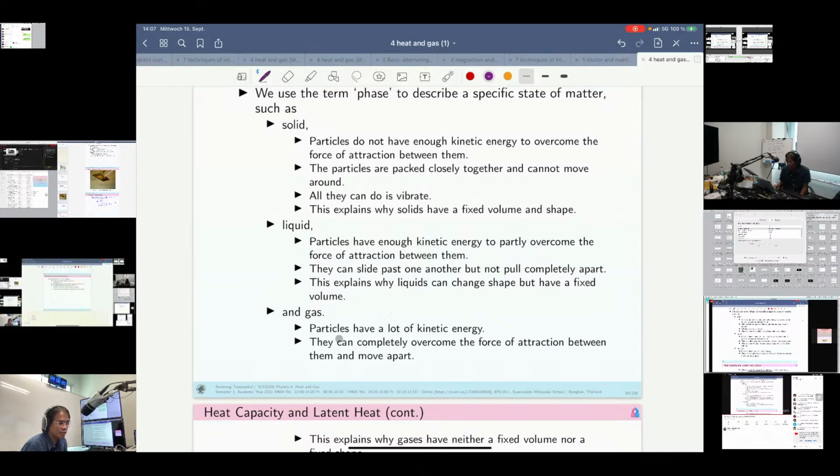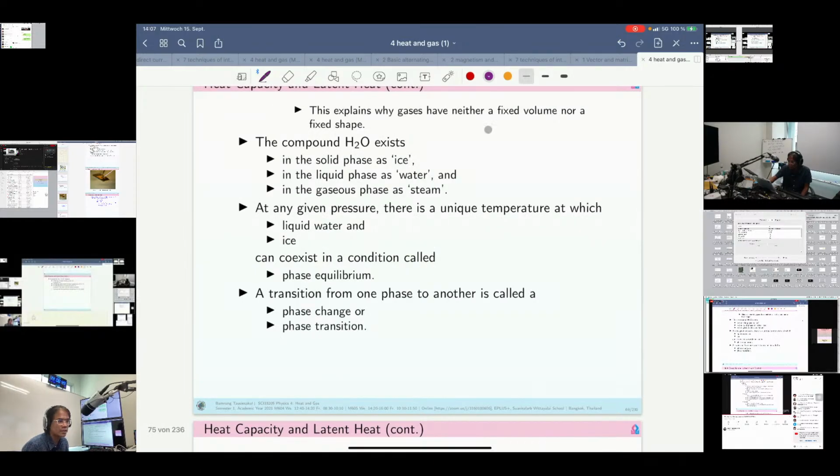And gas particles have a lot of kinetic energy. They can completely overcome, or break down, the force of attraction. They can move apart easily. This explains why gases have neither a fixed volume nor a fixed shape, because the molecules have freedom to move anyway.